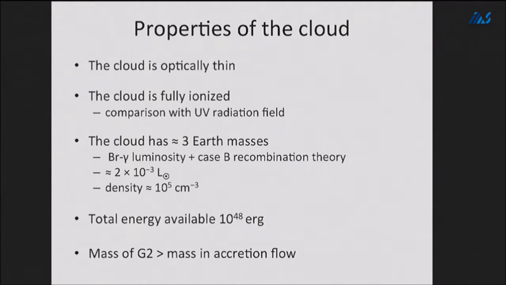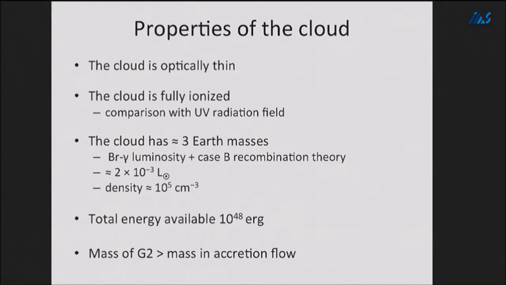And then you can calculate that it should have around 3 Earth masses, 3 meaning a number between 1 and 10 or so. Bracket gamma luminosity and case B recombination theory is what you need for that. The luminosity is on the order of 2 times 10 to the minus 3 solar luminosities, and the density comes out to 10 to the 5. The energy available is actually 10 to the 48 erg, so that's the energy if you dump G2 onto the black hole.